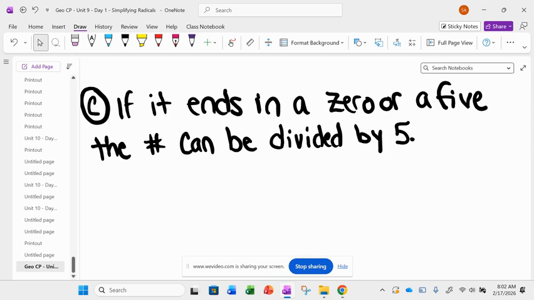1005 can be divided by 5. 70 could be divided by 5. 1350 could be divided by 5. So if the last number is a 0 or a 5, it can be divided by 5. How many people already knew those 3 rules? Great. I love that. All right. I'm going to tell you a few more rules that you might not know.